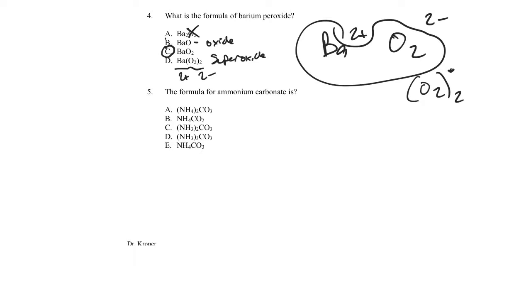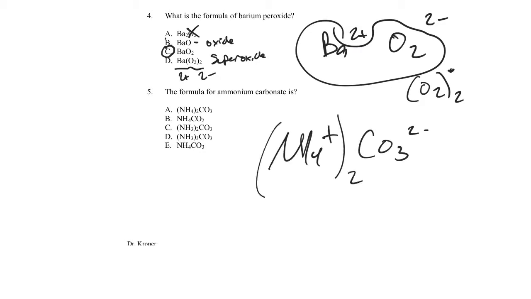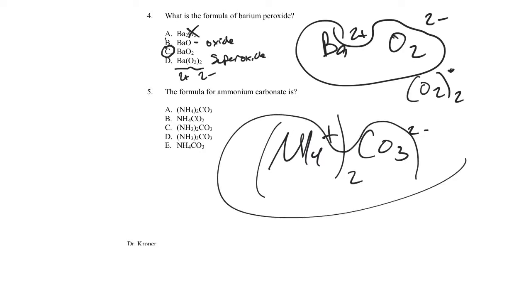Okay, so ammonium carbonate. So carbonate, CO3, 2 minus, ammonium, NH4 plus. So we're going to need two of the ammonium. So it'll be (NH4)2CO3. So that looks like A.